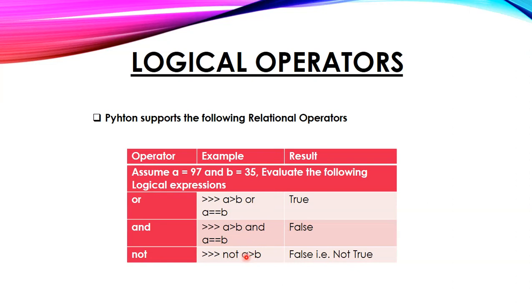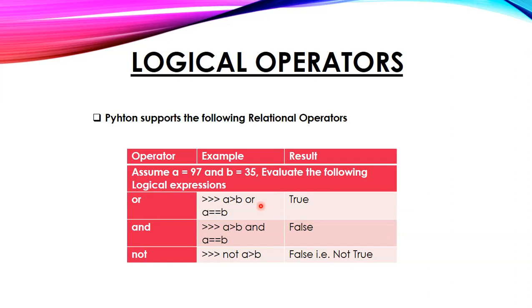And not, A is greater than B. Here, it first checks the condition A is greater than B. If the answer is true, then the answer is reversed by the not operator. See the example, A is 97. It checks the condition 97 is greater than 35. The condition is true. The not operator reverses the answer, so true is reversed to false, and false is the answer. So what is the difference between these three operators?